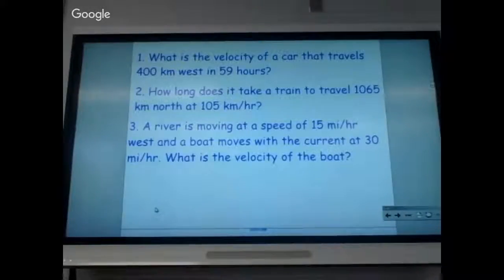Who has a question? Me. Yes. Number 2. All right, so you're finding how long does it take? So are we finding speed, distance, or time? Okay, so we use our trusty formula. What's the speed in the question? And our distance is? You're gonna find time.